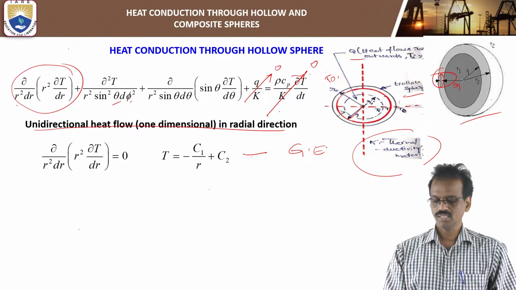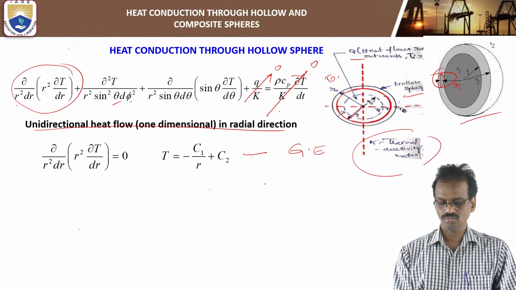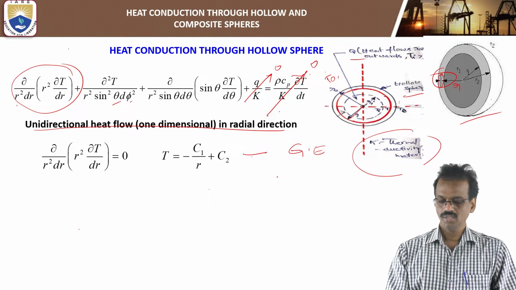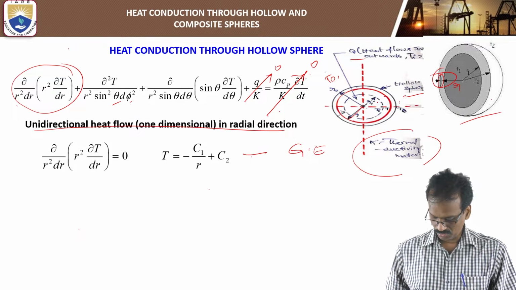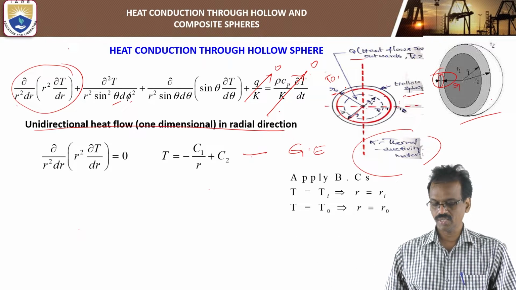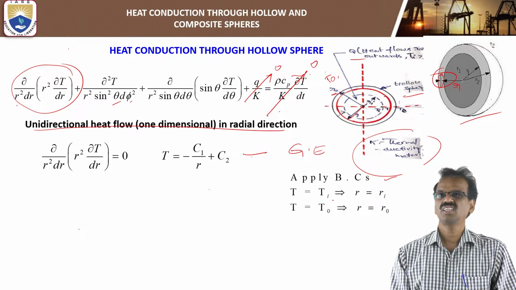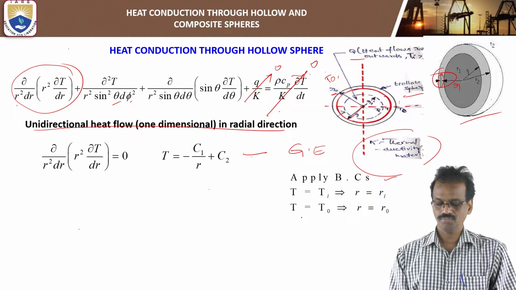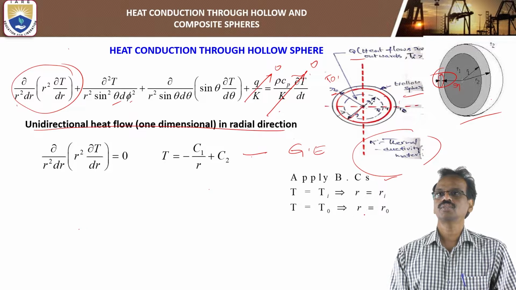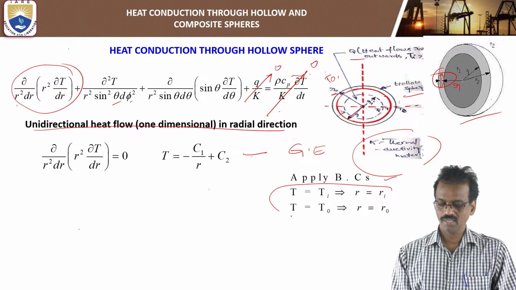Now we consider the boundary conditions for this one. The first boundary condition: if r is equal to ri, then temperature T is equal to Ti. That is the first boundary condition. If r is equal to r naught, then temperature is equal to T naught. There are two boundary conditions. You can consider this: if T is equal to Ti, then r is equal to ri, or if T is equal to T naught, then r is equal to r naught. So these are the two boundary conditions.